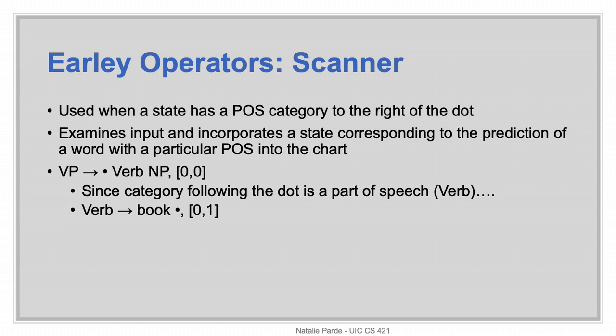The scanner operator can be applied when there is a non-terminal non-constituent to the right of the dot. In other words, a part-of-speech category. This operator looks at the current input and adds a state that corresponds to that input word itself to the table. For example, if the category verb is to the right of a dot, and verb is a part-of-speech category, then we'll check to see if our current input word matches a verb. If it does, we'll add a state indicating that to the table with the dot to the right of the word, since we already matched it.